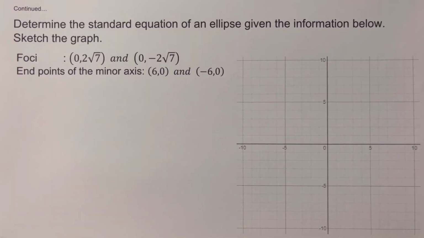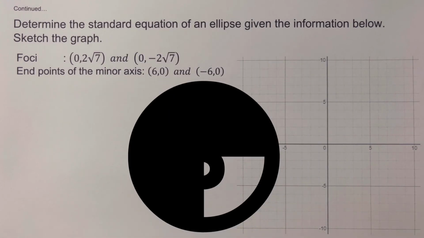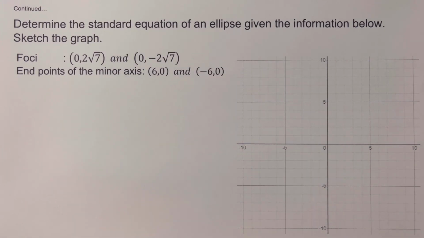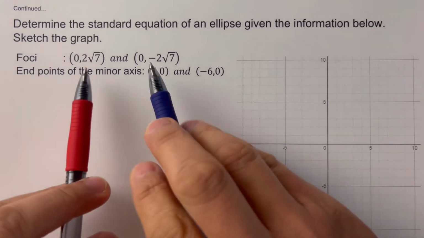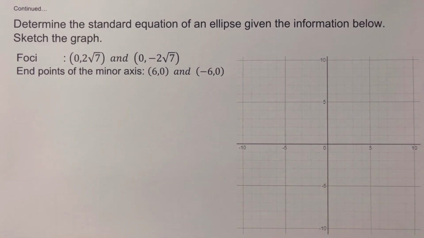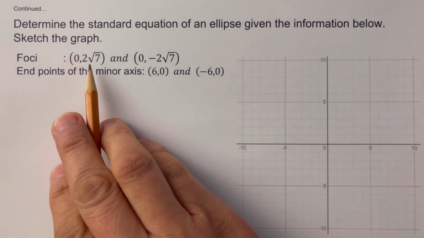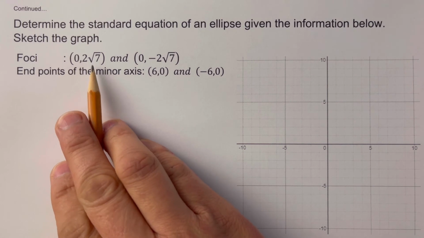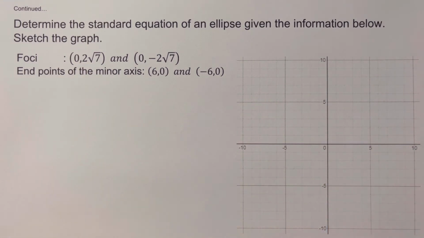At this time, I would encourage you to pause this video and try this problem out on your own, and when you're done, unpause it and check your answer. Okay, so we go over the problem here. So we're given this coordinate of the two foci and the ends of the minor axis. So we can go ahead and change this 2 square root of 7 into its decimal form, and then plot these 4 points on this graph.